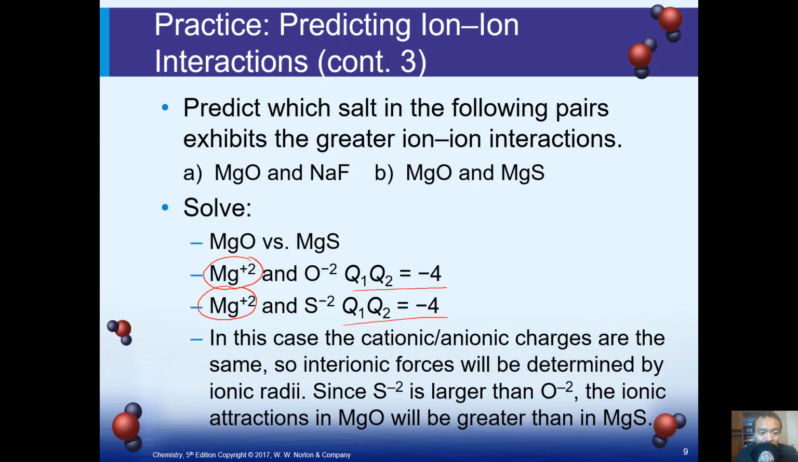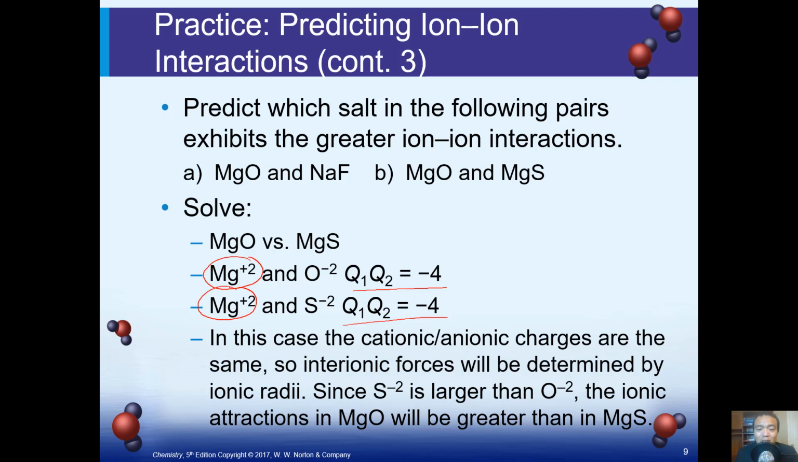Apparently, sulfide is bigger, resulting in a bigger distance between Mg2+ and S2-. So MgO will have greater ionic attraction than that of MgS, because the distance between the charges in MgS is bigger than that of the MgO.